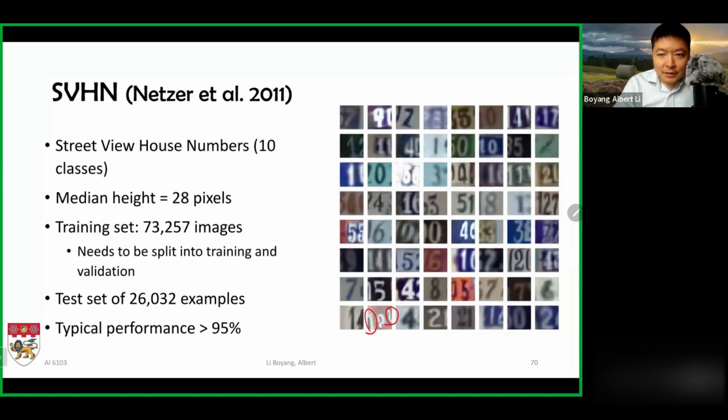So the images come in different sizes. So they're not all the same size as in MNIST. The median height is still 28 pixels. And the training set contains about 73,000 images. And the test set contains about 28,000. Typical performance on this data set is to the north of 95%. If you get something that is like 70%, you definitely have something wrong in your program.